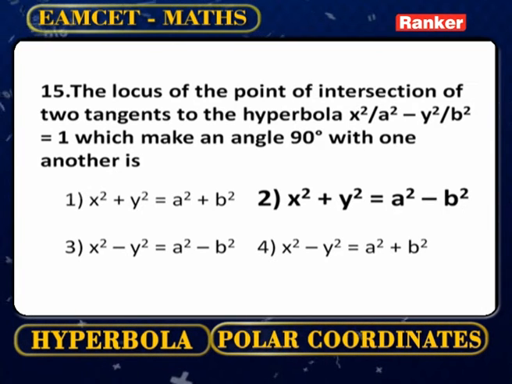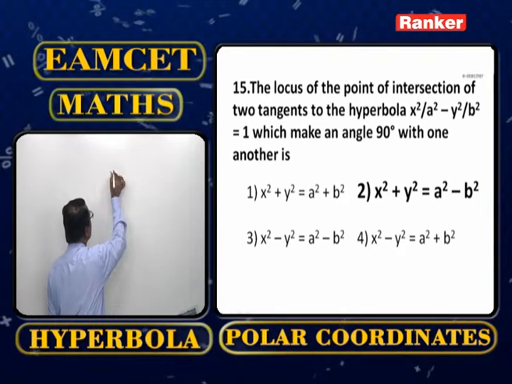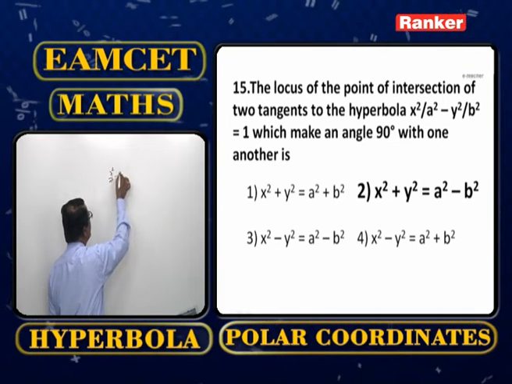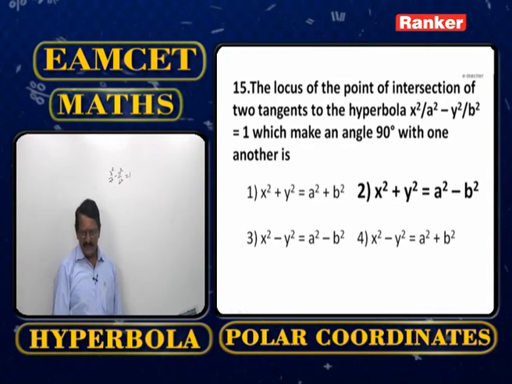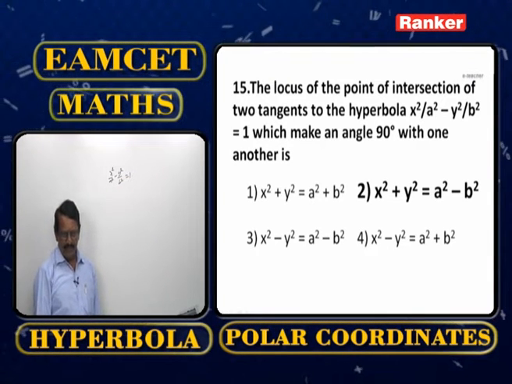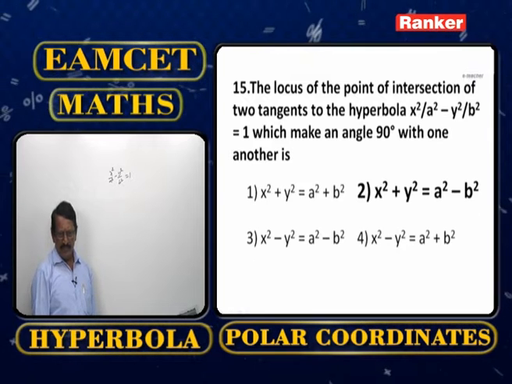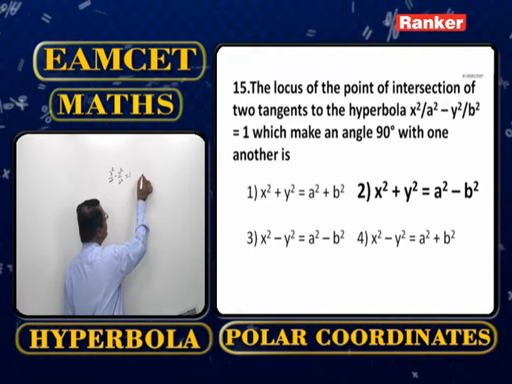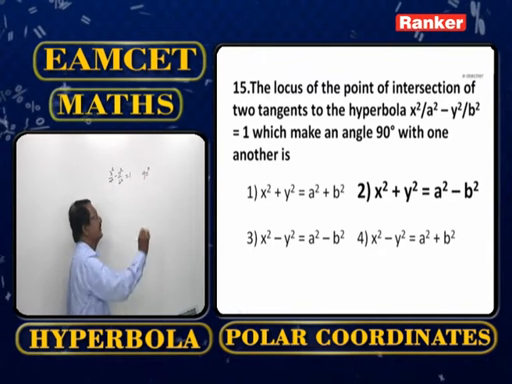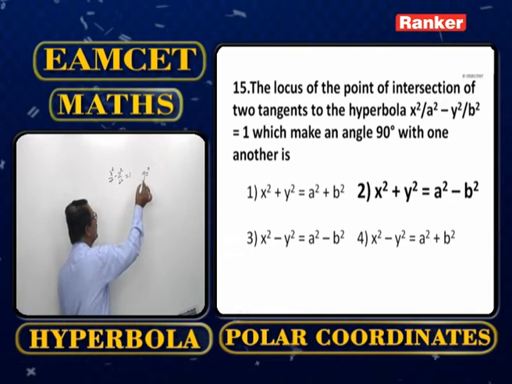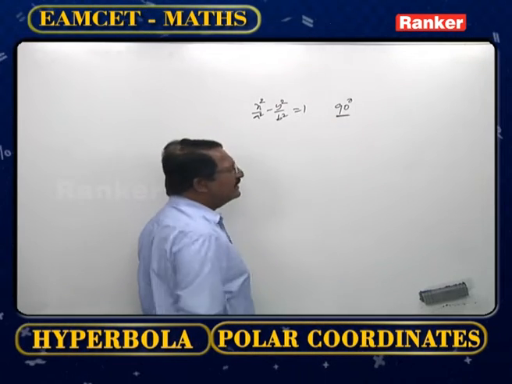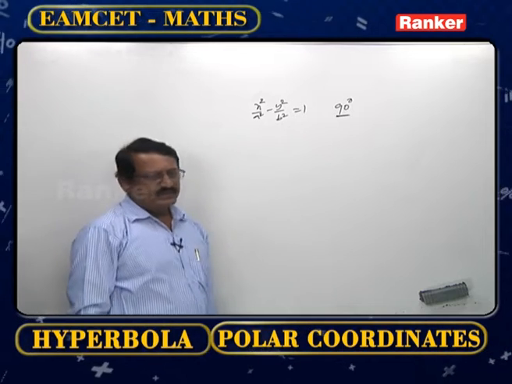The locus of the point of intersection of two tangents to the hyperbola x²/a² − y²/b² = 1 which make an angle of 90° with one another, meaning the angle between the pair of tangents is 90°. We need the locus of the point of intersection of the tangents.